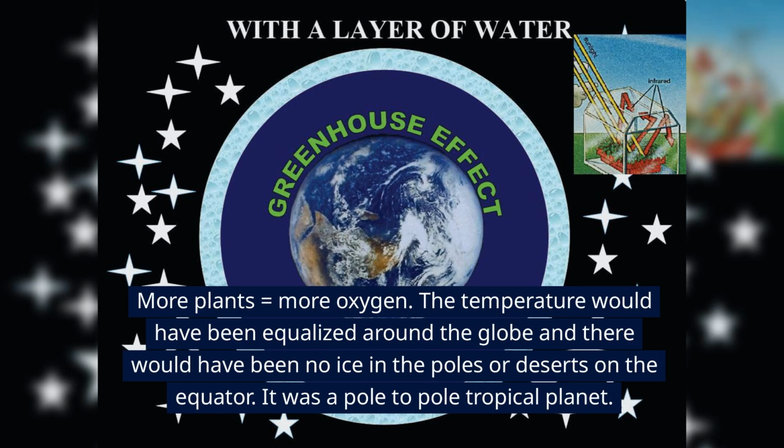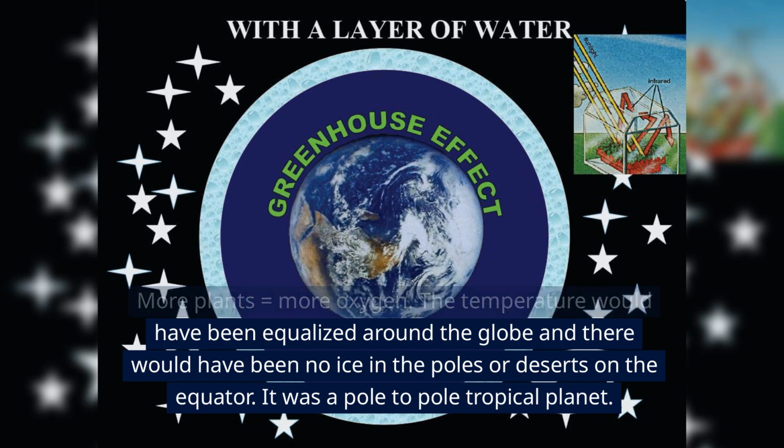The temperature would have been equalized around the globe, and there would have been no ice in the poles or deserts on the equator. It was a pole-to-pole tropical planet.